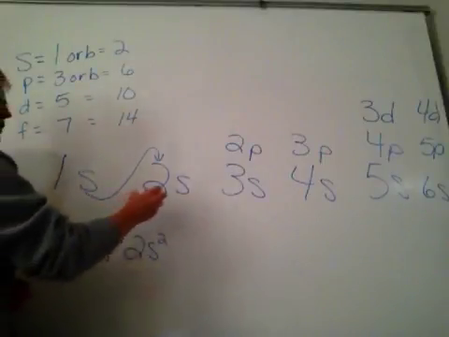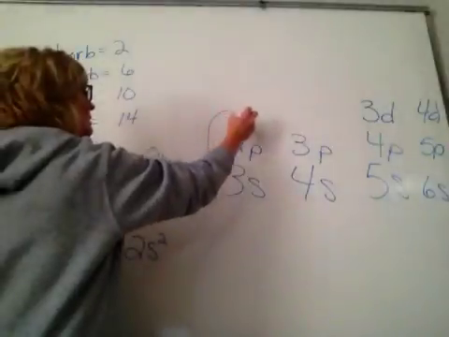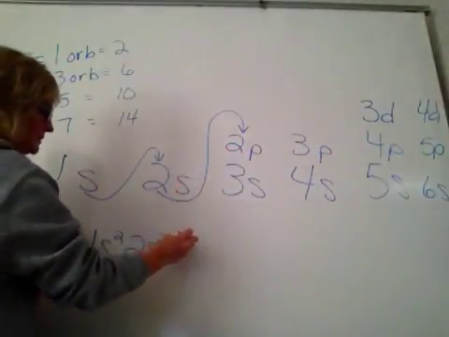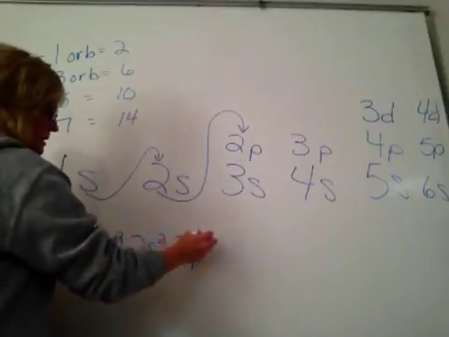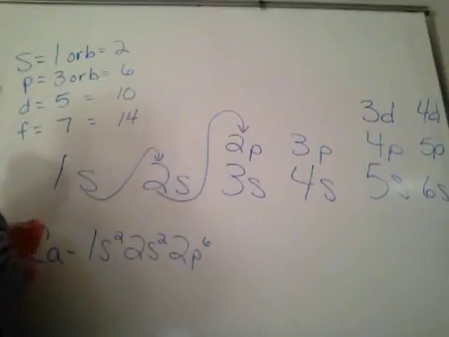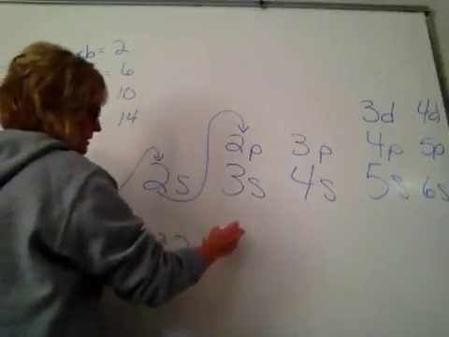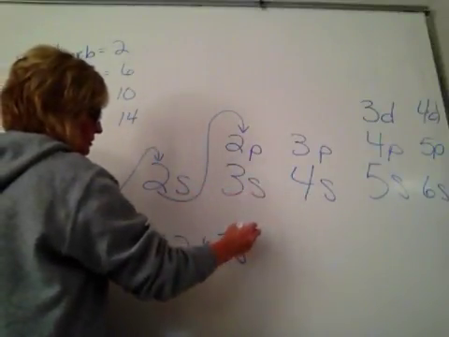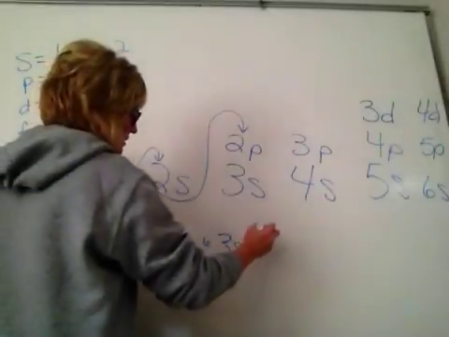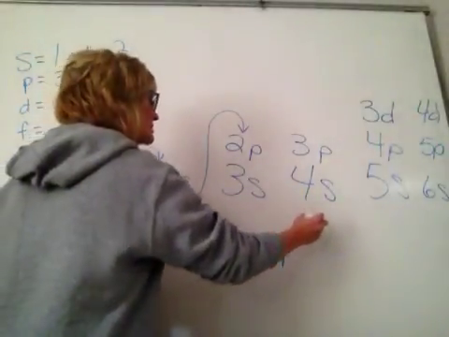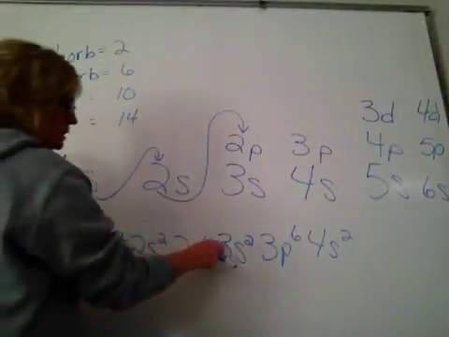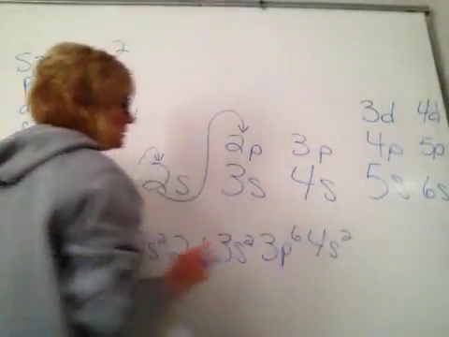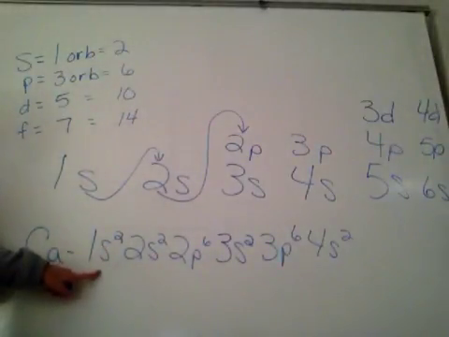So now I have a total of 4 electrons. I'm not done yet. Next will be 2p. P can hold how many? 6. And I need all 6. Now I am at 10. Still not done. 3s, 2, 3p, 6, 4s, 2, and I believe that's 20. 2, 4, 10, 12, 18, 20. This would be the electron configuration for calcium.